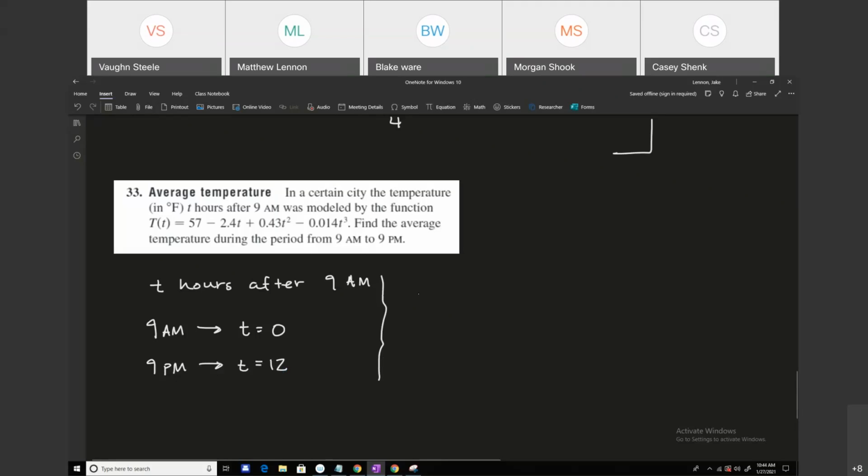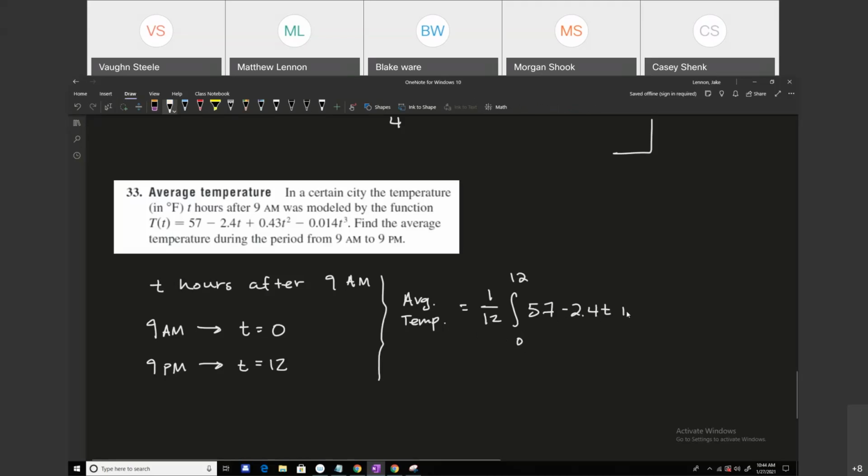So to get the average value, we would say, okay, the average temp would be 1 over 12 minus 0, which is just 1 over 12. And then we integrate from 0 to 12. And then we have this polynomial, so the integration should be easy. But again, like I said, since this is probably some actual data, the formula is a little complicated.